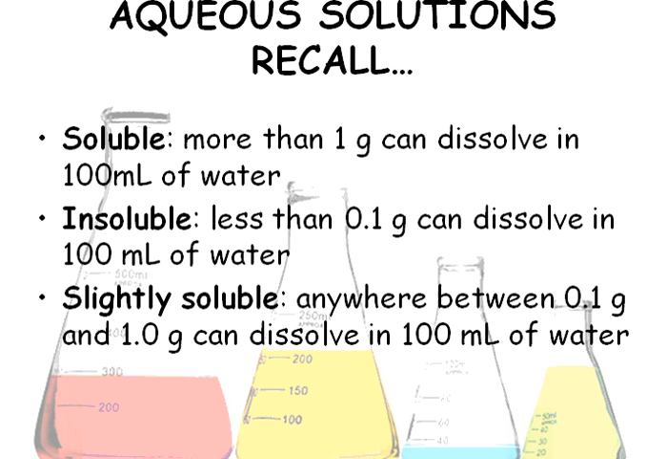When dealing with aqueous solutions, remember, if it's soluble, more than 1 gram can dissolve in 100 mL of water. If you have less than 0.1 gram dissolving in 100 mL of water, it's considered insoluble. And something in between will be slightly soluble, so anywhere between 0.1 grams and 1 gram in 100 mL of water. Now, there are different factors that affect solubility. So these factors are what we're going to go over next.